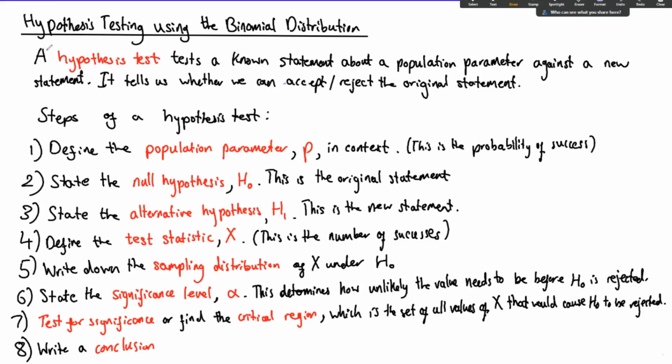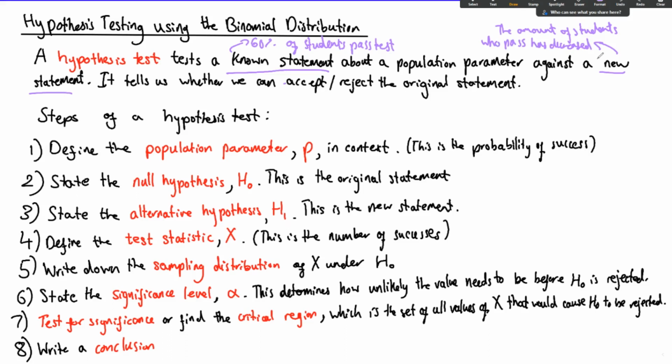So in essence, a hypothesis test tests a known statement about a population parameter against a new statement. It tells us whether we can accept or reject the original statement. So, for example, a known statement could be that 60% of students pass a test. And then this new statement could be the amount of students who pass has decreased.